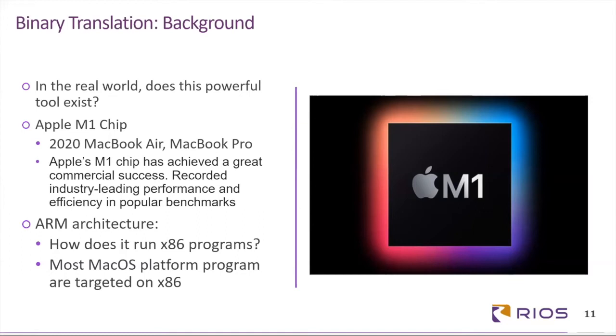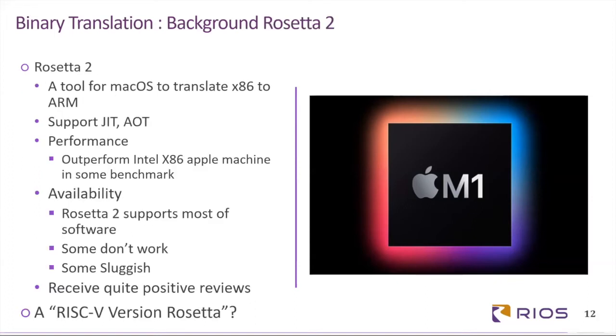So how does it run x86 programs? Since we know that most macOS platform programs are x86, how did Apple solve the ecosystem problem? The answer is Rosetta 2. Rosetta 2 is a tool for macOS to translate x86 to ARM.